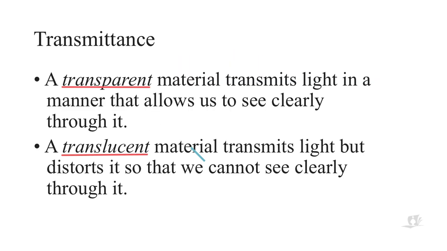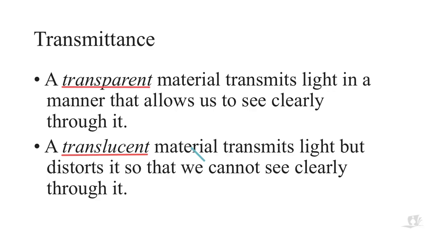So the first thing that we probably are familiar with is the term transparent. If you say something is transparent, you pretty much mean I can see through it. That's what transparent means. And so the material is transparent if it transmits light so that we can see clearly through it. It is transparent.